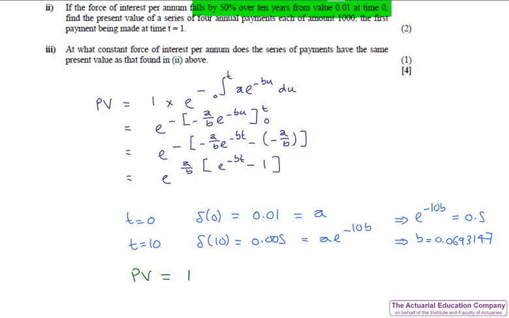Now we need to get the present value of these 4 annual payments. Well, taking out a common factor of 1,000, we've got a payment at time 1, and from part 1 we can use our discount factor, and then we've got a payment at time 2, payment at time 3, and a payment at time 4.